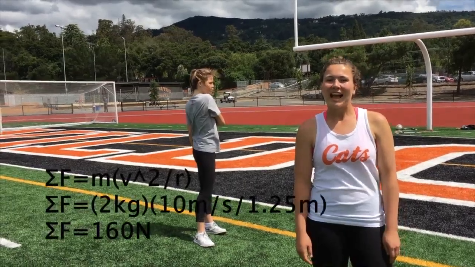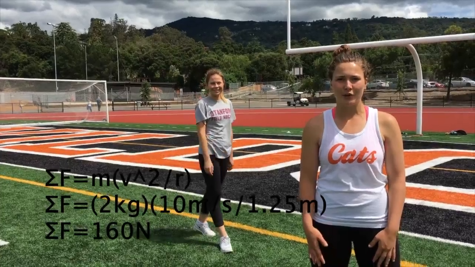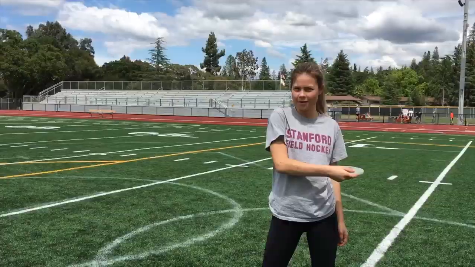The classic game of Frisbee involves physics also. If we have the mass, velocity, and radius of the disc, we can find its centripetal acceleration. As Chloe throws the disc, we are able to measure its velocity and plug it into the equation: the sum of the forces equals mass times velocity squared over the radius.